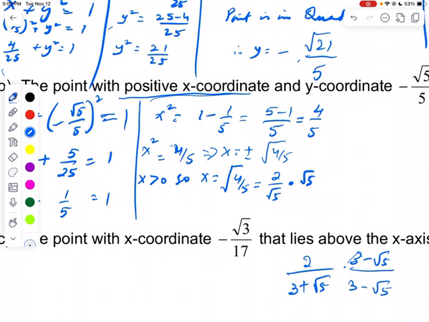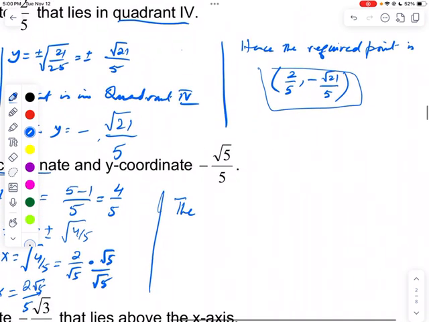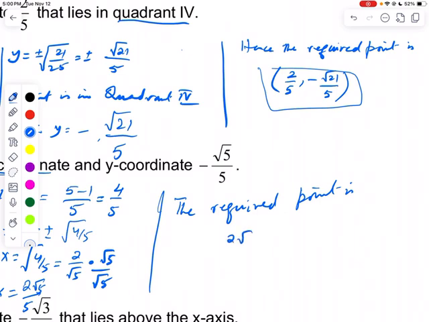So how do I simplify this? I multiply by square root of 5 top and bottom. So what will that give me? X is equal to, on the top I get 2 into square root of 5, at the bottom I get just 5. So the required point is 2 square root of 5 over 5 comma negative square root of 5 over 5. So these are the coordinates of the point.